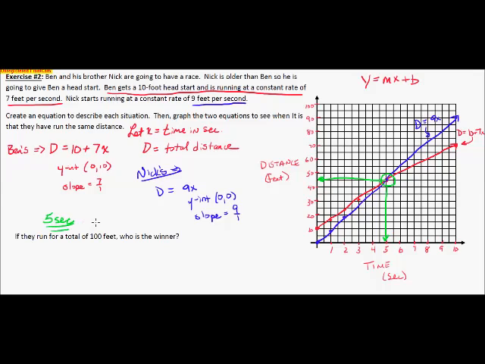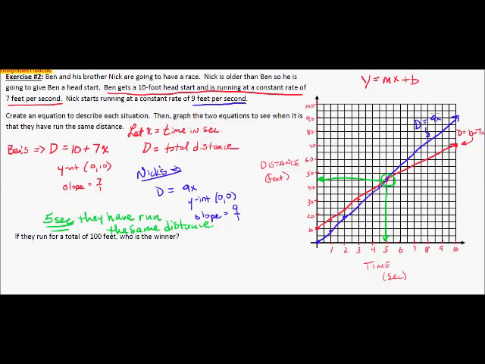They're asking when, so 5 seconds is when they have run the same distance. Okay, so I make sure I answer my question here. Now they do say if they run a total of 100 feet, who is the winner?